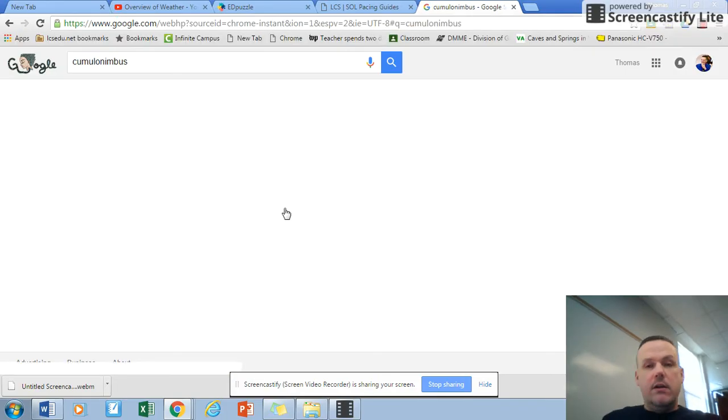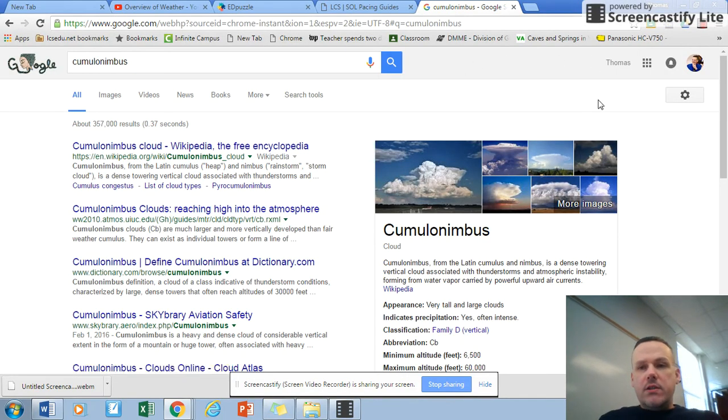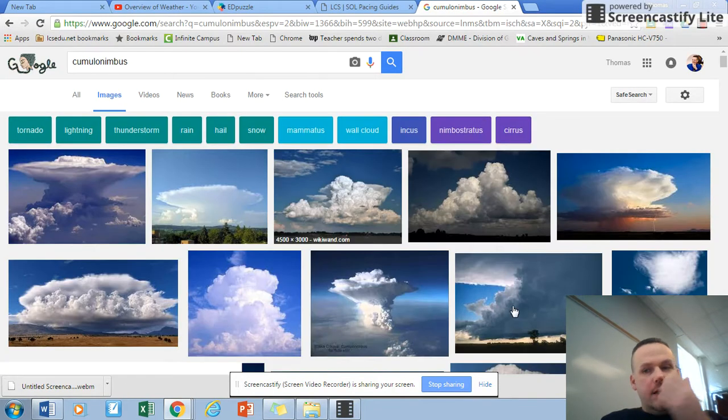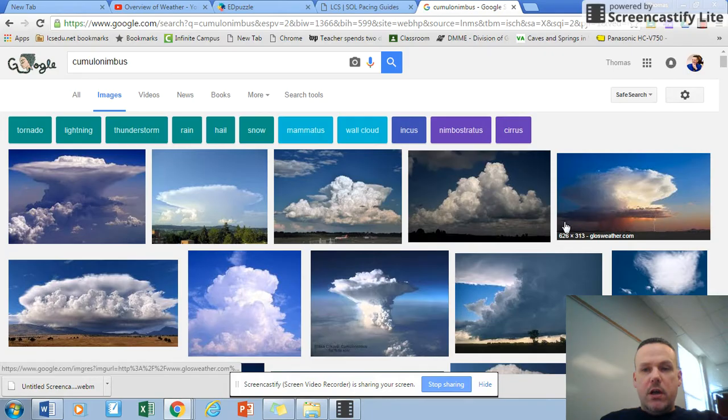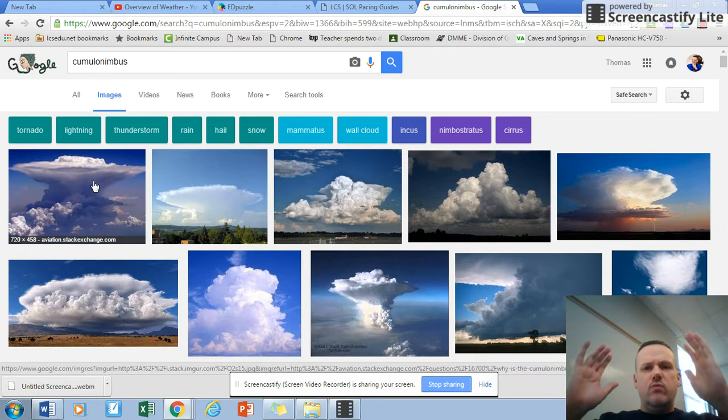Cumulonimbus. All right, there it is. They're also called anvil clouds because you can see in this picture right here, you have a flat bottom and then it goes up and funnels out like an anvil. And there it is right there also. So they can go really, really high in the upper atmosphere and it can cause hail.